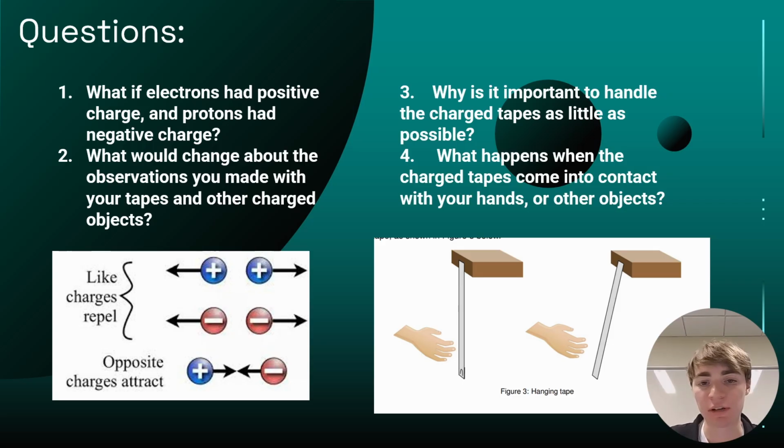Now, second question. Why is it important to handle the charged tapes as little as possible, and what happens when the charged tapes come into contact with your hands or other objects? So it's important to handle these charged tapes as little as possible, because the charged tapes, having a negative charge, are going to try and neutralize when they come in contact with neutral objects, trying to regain the lost electrons that they got from becoming a positive charge, which will diminish their charge and cause a decrease in the effect from the experiments.